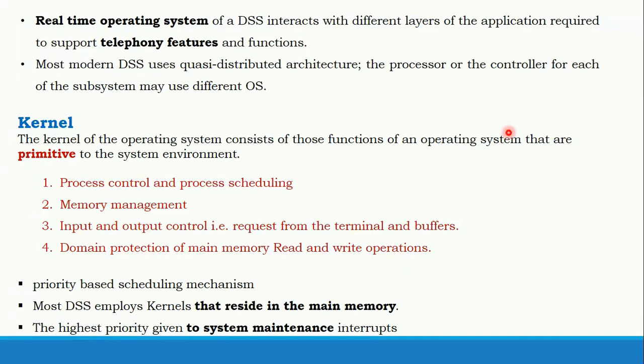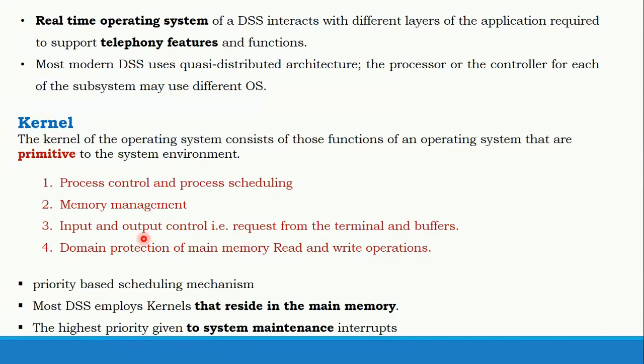Then the kernel. It concentrates on basic functions, that is, basic primitive functions. 4 primitive functions are listed here. One is process control, that means how the switching is done, then scheduling, and to store customer data you need memory management. For incoming and outgoing control you need control over terminals and buffers, and you have domain protection for memory read and write operations, because every database has to be stored in a main computer. For that purpose these primitive functions are important.